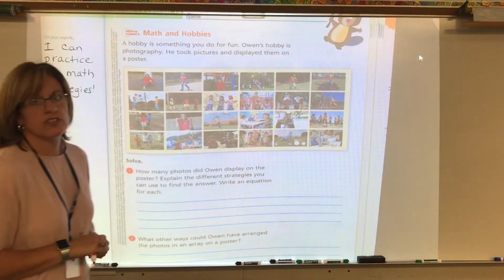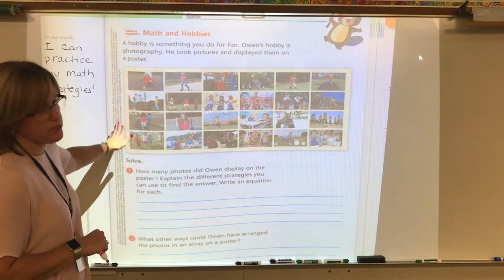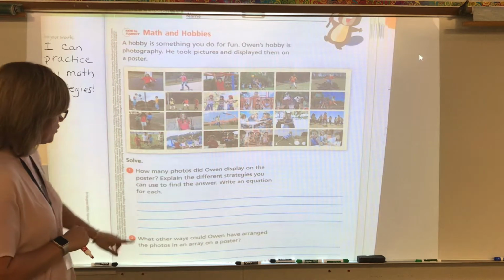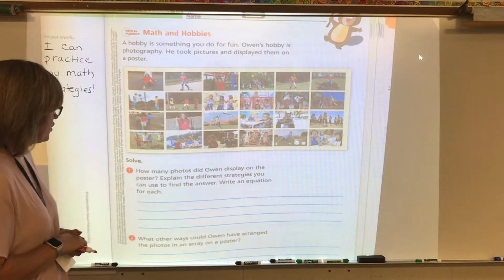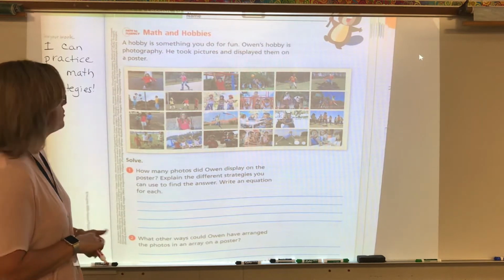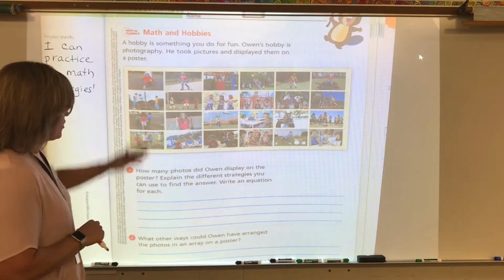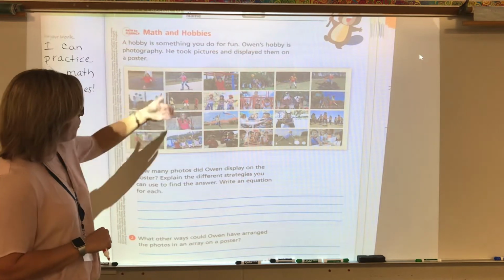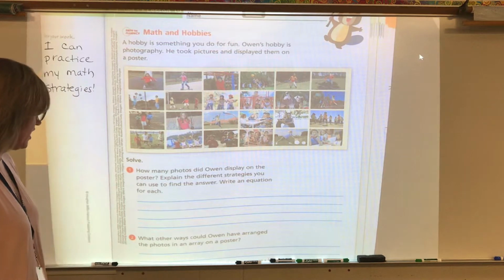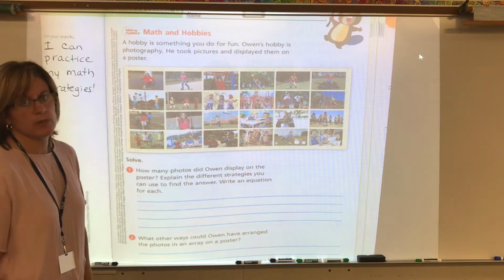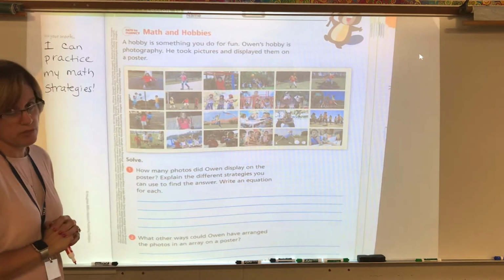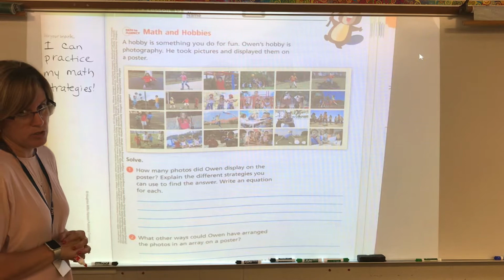What did he use here to display? This is an array, okay? Down here it says how many photos did Owen display on the poster? Explain the different strategies that you could use to find the answer. So we could do a quick array, we could do a regular array, you could count by 4s, you could count by 6s. Down here, ask what other ways could Owen have arranged the photos in an array on the poster. With the class, try to come up with all the other different ways that he could have arranged to equal 24. Go ahead and do that now.